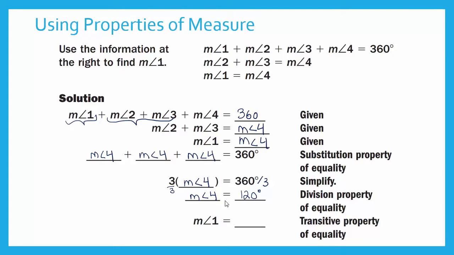But I'm not looking for the measure of angle 4. I'm looking for the measure of angle 1. And I know that the measure of angle 1 is equal to the measure of angle 4. The measure of angle 4 is 120 degrees. So then the measure of angle 1 has to be 120 degrees as well. And that's using the transitive property of equality.